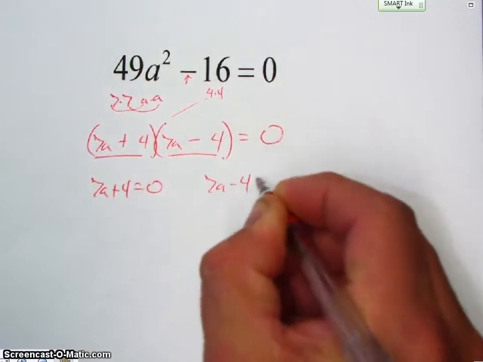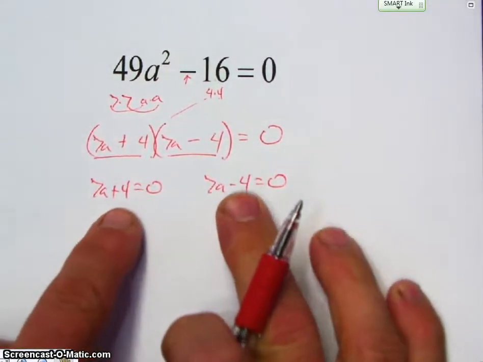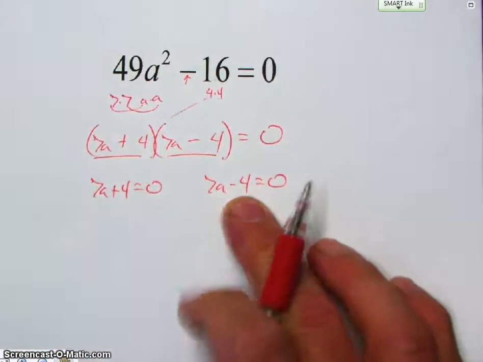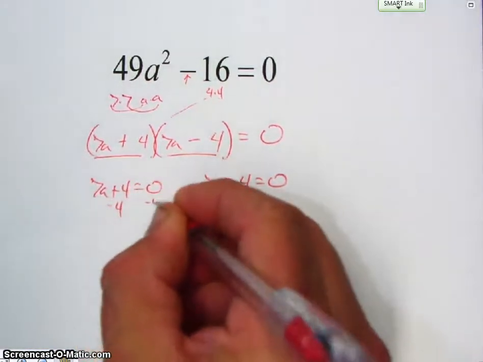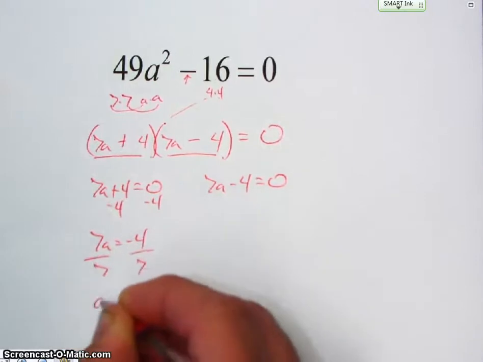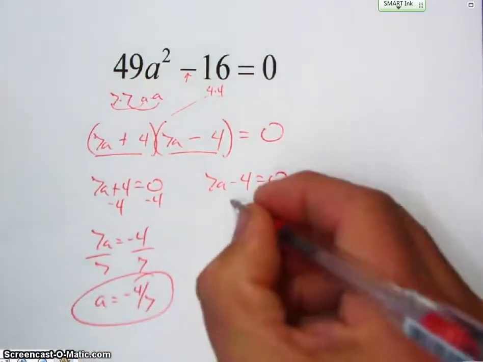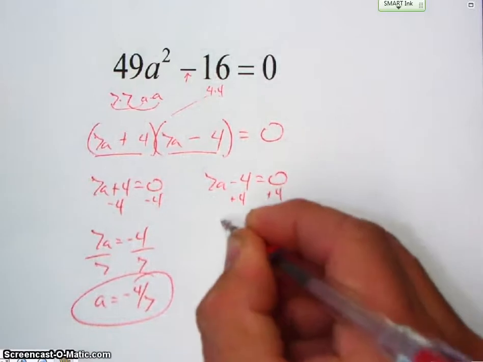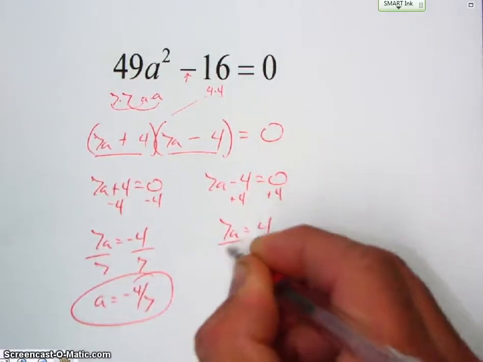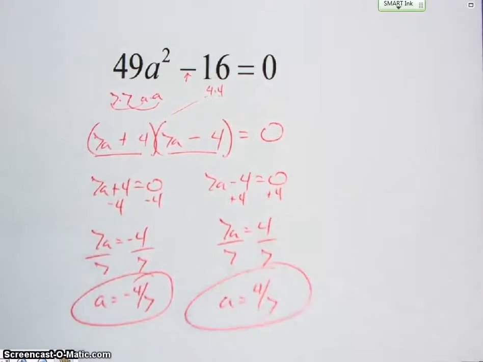Set each one equal to 0. Now I got 2 equations, simple, basic algebraic equations. So subtract 4 from both sides. Divide by 7, so I get a is equal to negative 4 over 7. So there's one solution. Here I'm going to add 4 to both sides. Divide both sides by 7. And there's my other solution.